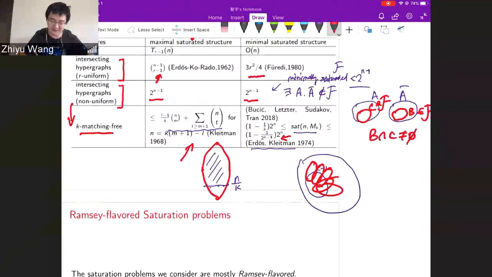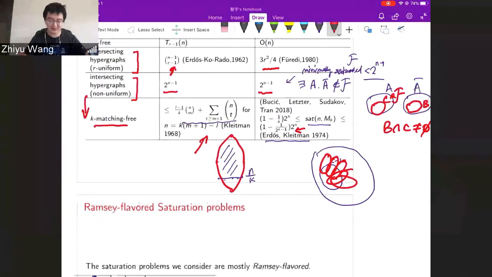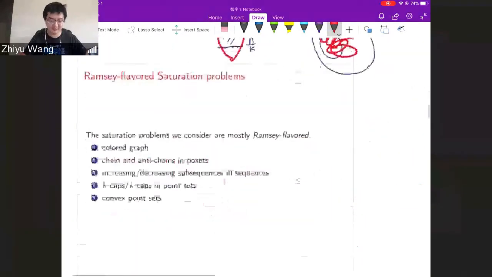So Erdős and Kleitman conjectured that this is actually the lower bound also. However, it seems like this is a very challenging problem. The best bound, I think, is by Bucić, Letzter, Sudakov and Chen in 2018. They proved 1 minus 1 over k times 2 to the n. Okay, any questions so far?